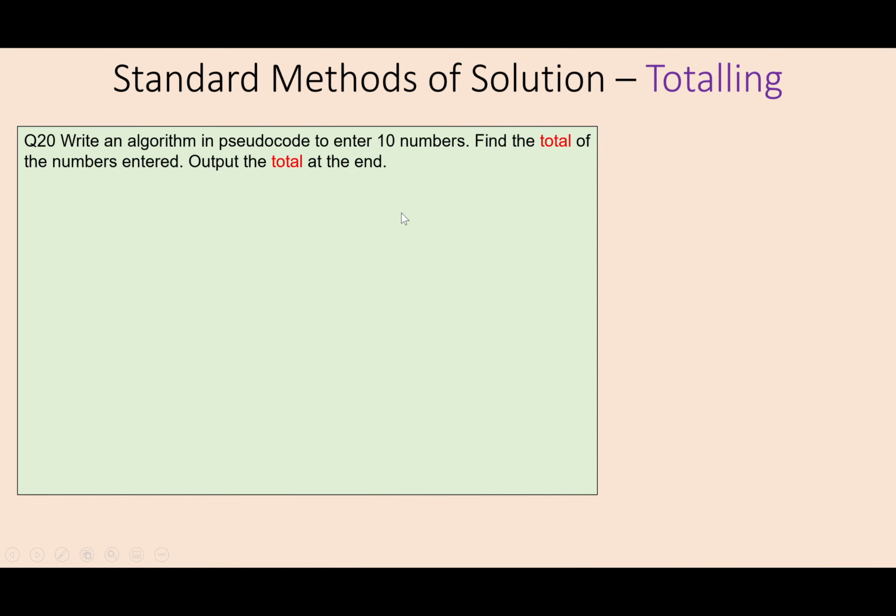So this time, write an algorithm in pseudocode to enter 10 numbers, find the total of the numbers entered, output the total at the end. So the difference for this one is that we're not using an array. We're asking the user to type the numbers in. So as they're typing them in, we'll add them to the total.